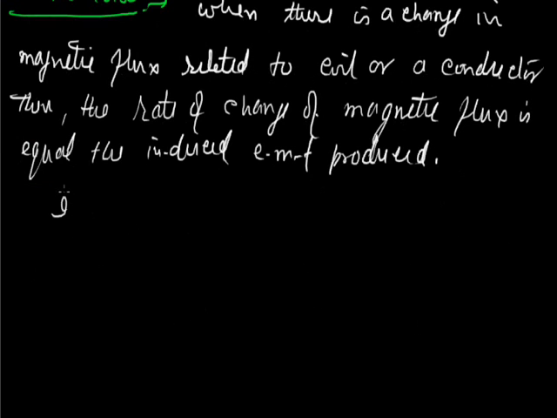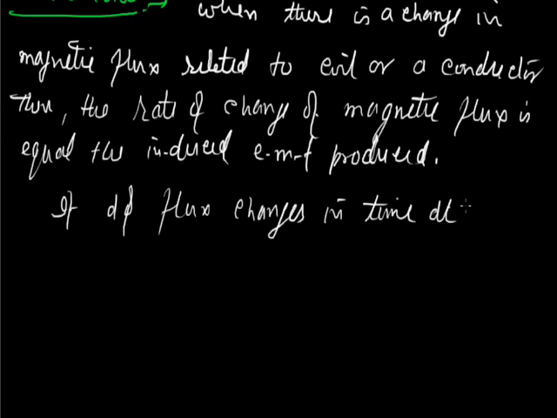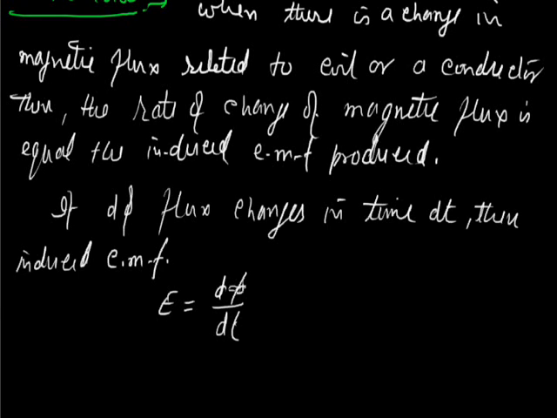If flux changes by d phi in time dt, then induced EMF is given by E equals d phi upon dt. This is Faraday's second law.